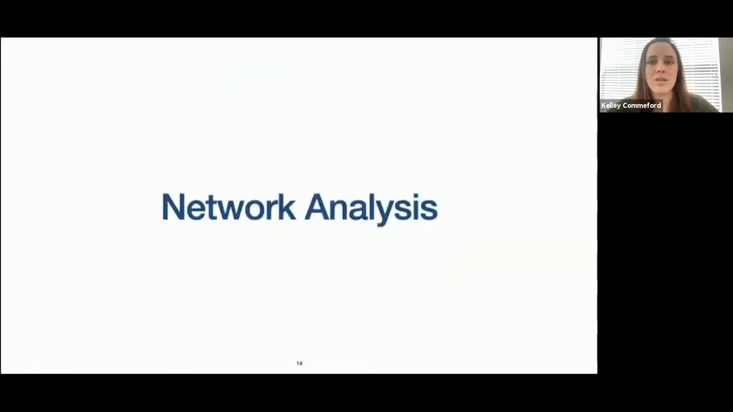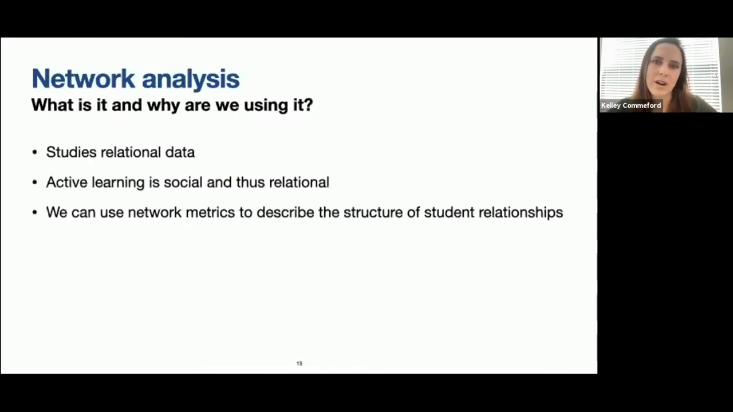So let's talk about network analysis. What is it and why are we using it? Network analysis is used to study relational data, and active learning is social. Students are talking to each other and learning physics, and therefore it is relational. And we can use network metrics to describe the structure of these student relationships that come about due to the active learning environment.